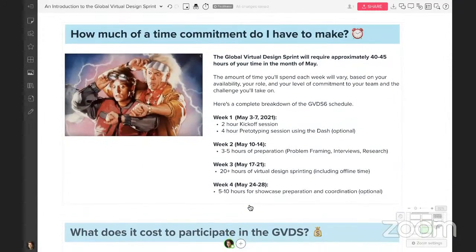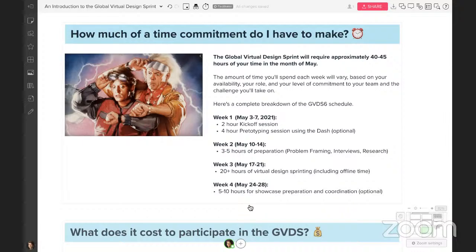And then we're just talking about time commitments. I just mentioned it. So a little bit of preview. There you go. This is breaking down the numbers a bit. So yeah, it's around 40 to 45 hours. I was being a little conservative, but yes, it is 40 to 45 hours of your time to go through all of these processes for the month.